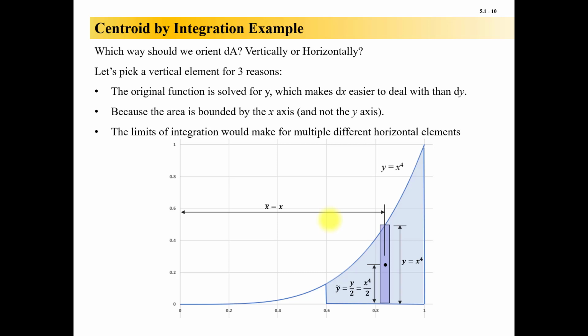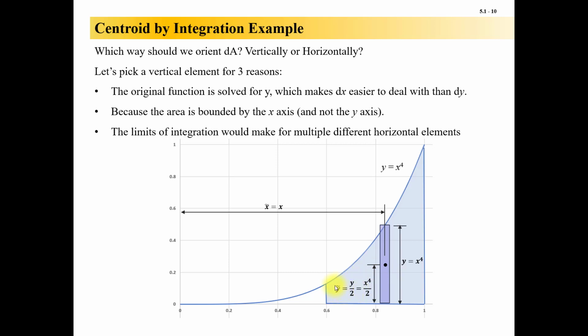I would look at it this way with a vertical element. The vertical element starts at 0, goes up to the height of y. Y happens to be equal to x to the fourth, by the way. Its width is going to be dx, which I don't have drawn here. Shame on me. And the centroid x dimension, x tilde, is equal to x, because it's just a differential width. It's a tiny width. Its centroid is going to be right there at the value of x for the equation. And the height of the centroid is half of the y value. Since this is a rectangle, the centroid's at the half height. So y tilde, which is the centroid of the differential area, is going to be equal to y over 2.